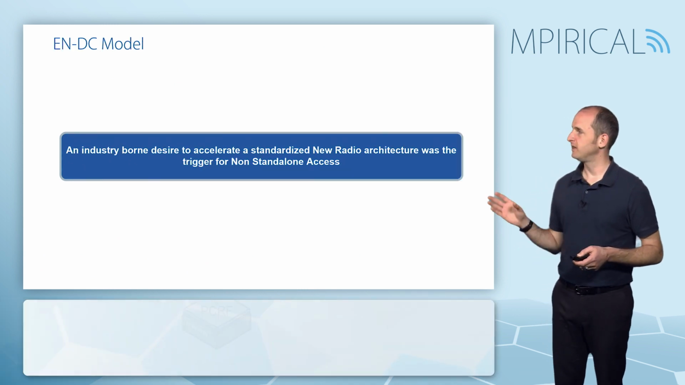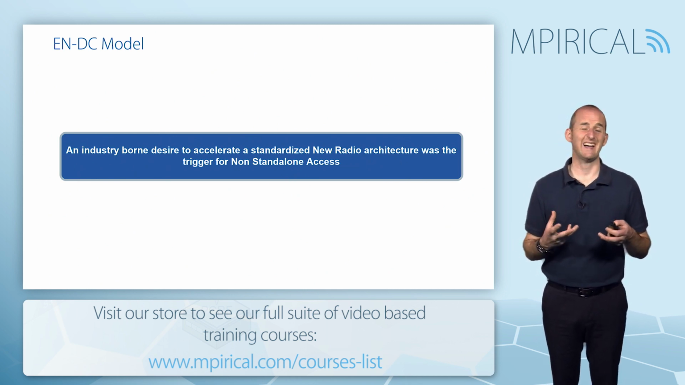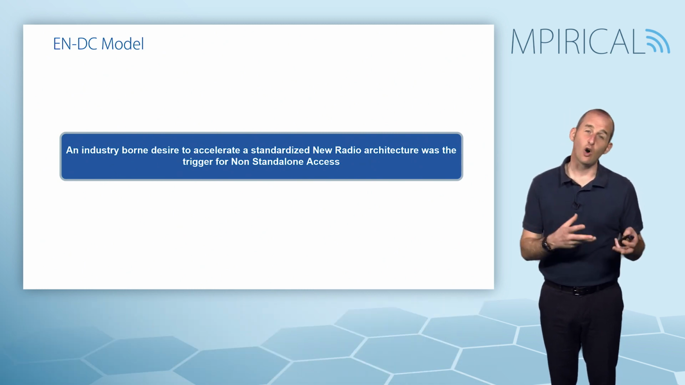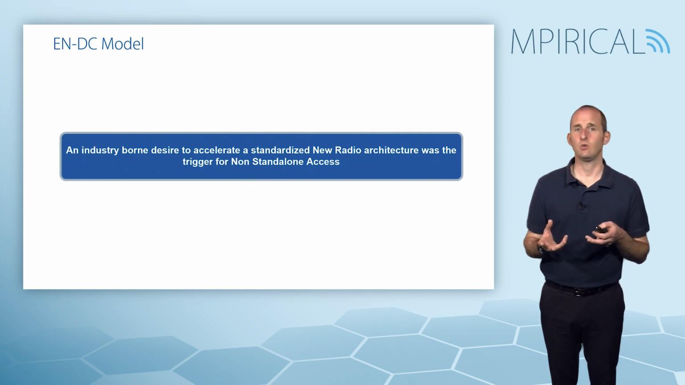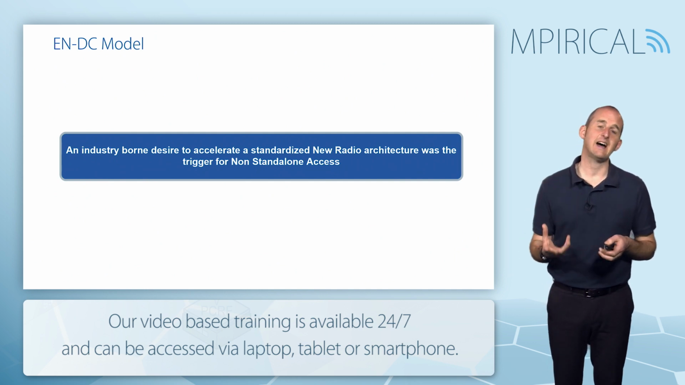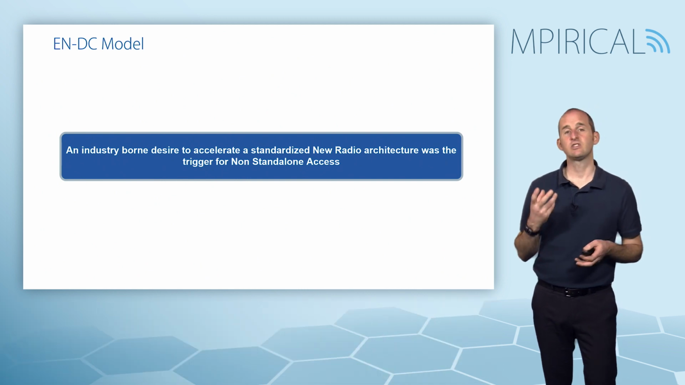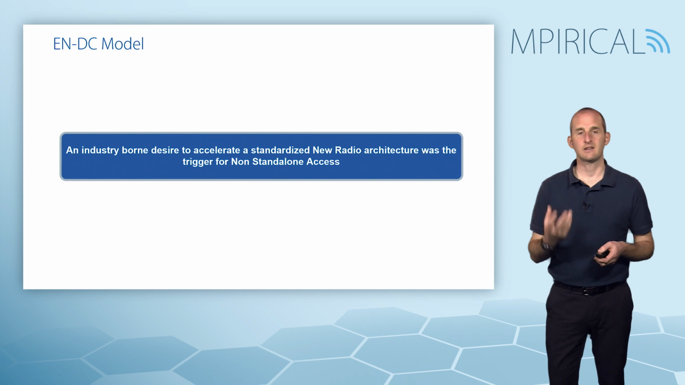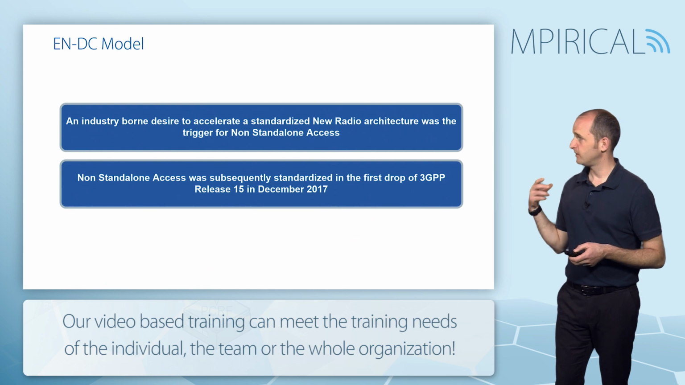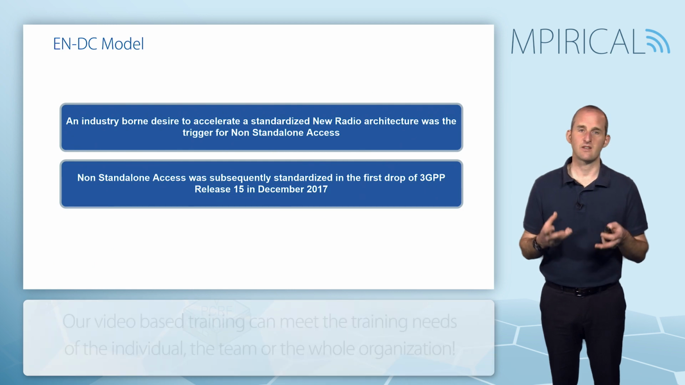So just some background to begin with. Non-standalone access actually came about because of an industry-born desire really to get to 5G deployment sooner. So the anticipation was maybe 2020 that the earliest 5G networks would be about. But the industry really wanted the 3GPP to come up with a standardized 5G offering, which meant they could effectively roll out 5G sooner. And the solution was non-standalone access. And in terms of a timescale, you can see that NSA was subsequently standardized in the first drop of Release 15 back in December 2017.